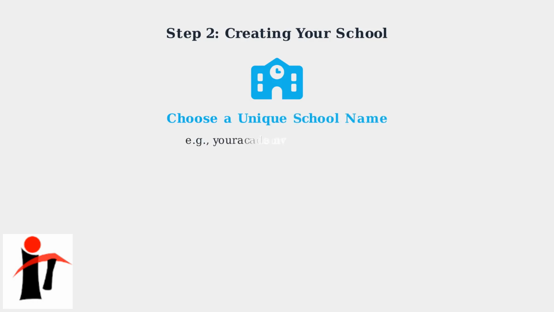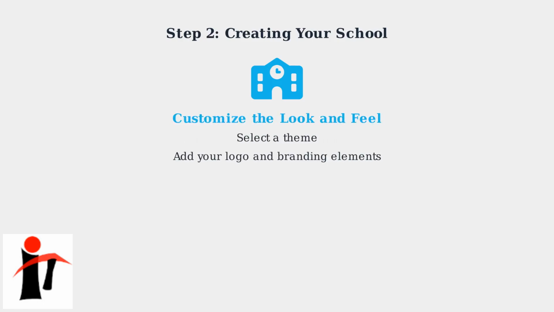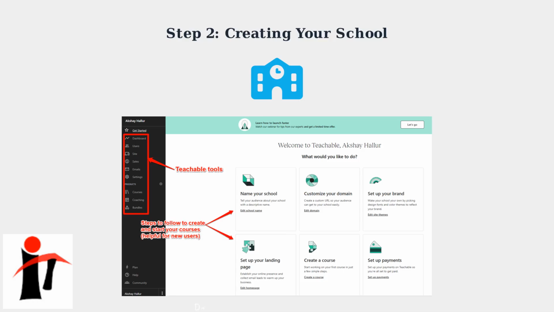Choose a unique school name, such as youracademy.teachable.com. Customize the look and feel of your school by selecting a theme and adding your logo and branding elements. This will make your school recognizable for your students. Use the dashboard to set up your branding and theme.